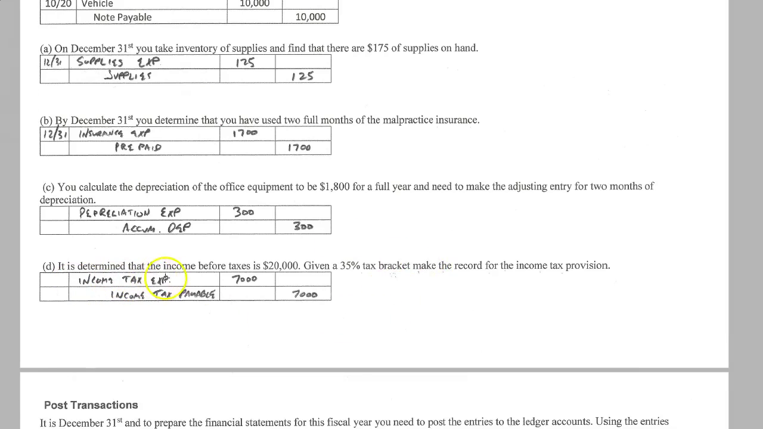All right, and let's go to the final one here on D. It is determined that the income before taxes is $20,000. Given a 35% tax bracket, make the record for the income tax provision. So with this one, again, there is an illustration that talks about taxes in the book, but you can almost copy that. But let's just think of it intuitively. So we have an expense, income tax expense.